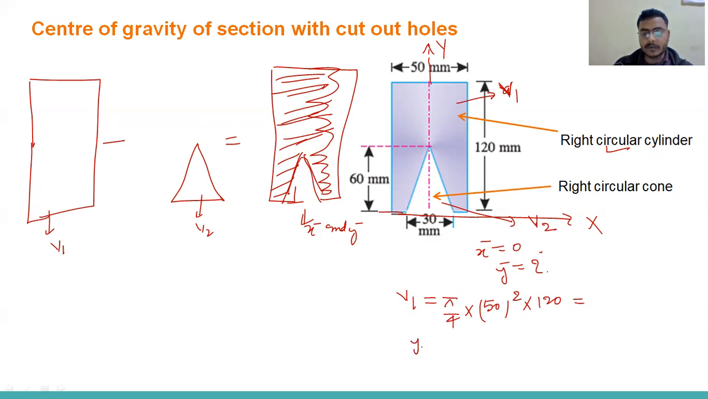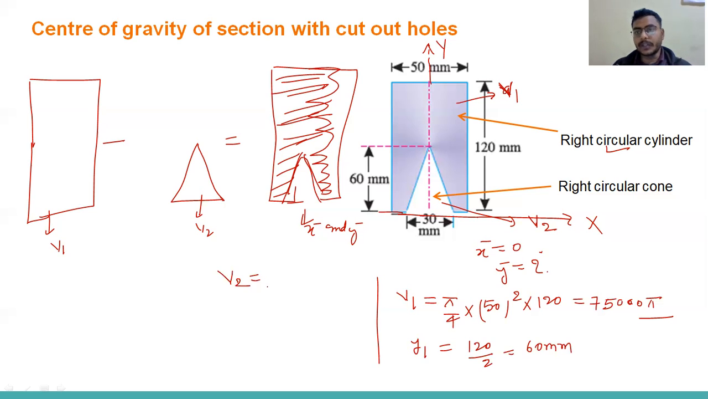Now we can calculate Y1. Y1 is the distance of the centroid from the x-axis of the cylinder. For the cylinder, we know the centroid is at h by 2, where the total height is 120, so 120 divided by 2 comes to 60 mm. Now the total volume we are getting here is pi by 4 into 50 square into 120, that is 75,000 pi.